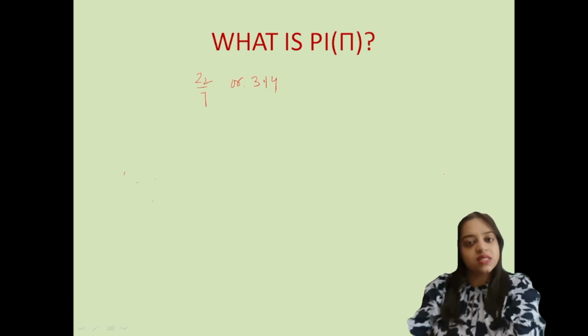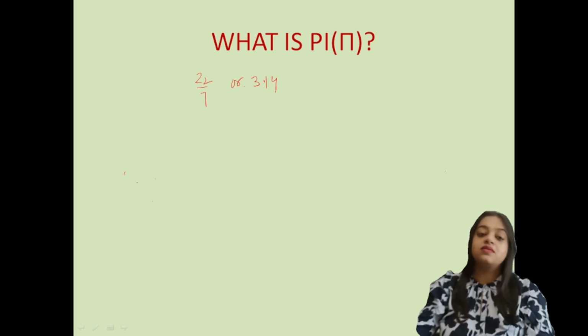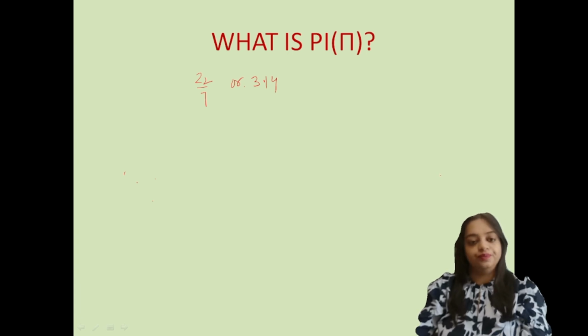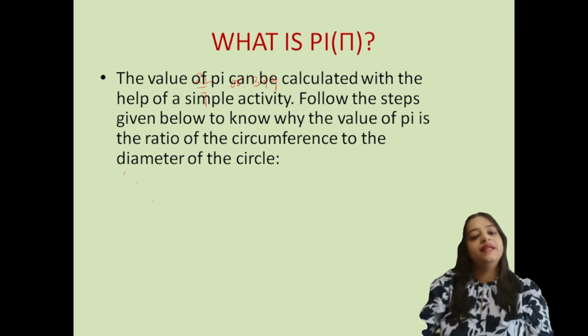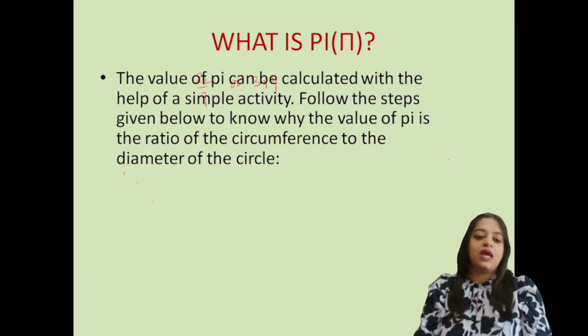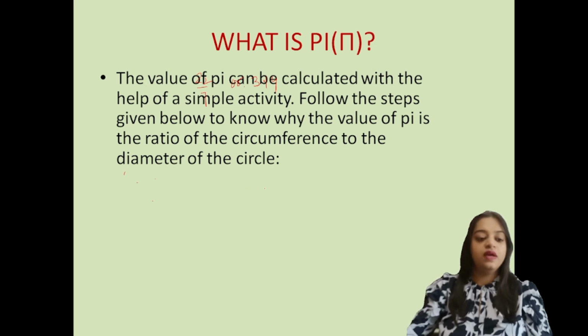So how does this come? How this value 22 by 7 comes? How this is 3.14, and why this is ratio of circumference of circle to its diameter? We will learn now. See the value of pi can be calculated with the help of a simple activity. So we will follow the following steps to calculate the value of pi. So it is the ratio of circumference of circle to its diameter.